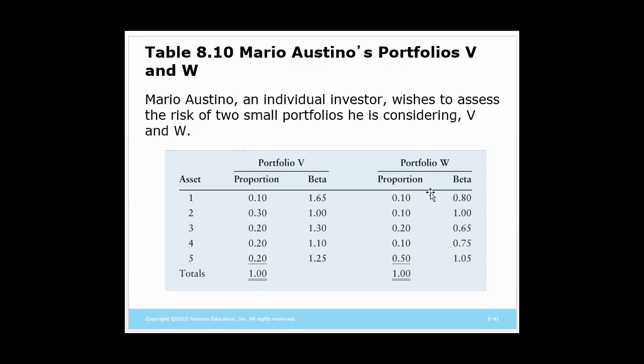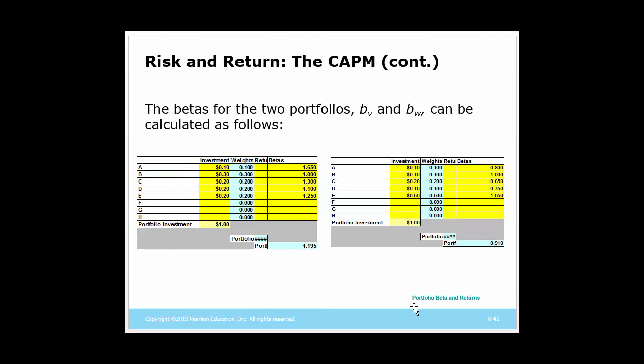I have exactly another portfolio. We have different assets, and they have different proportions. So what we want to do is calculate the betas of each of these portfolios. So you can go to the portfolio beta and return worksheet, and you can input the weights, input the betas, and in this case V has a beta of 1.195 and W has a beta of 0.91.